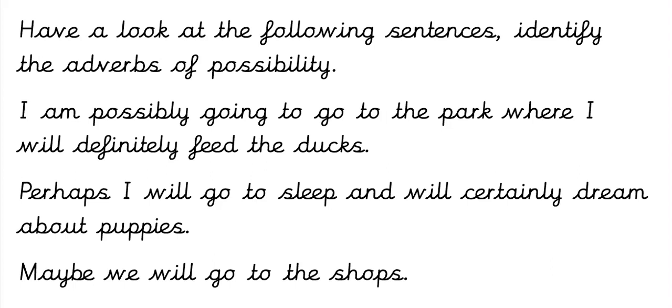Okay, let's have a look at the answers then. So we've got in the first sentence, I am possibly going to go to the park where I will definitely feed the ducks. We've got possibly and definitely. Your second sentence, perhaps I will go to sleep and possibly dream about puppies. We've got perhaps and possibly. And the last one, maybe we will go to the shops. You've got maybe. So they are all showing how certain something is in that sentence.